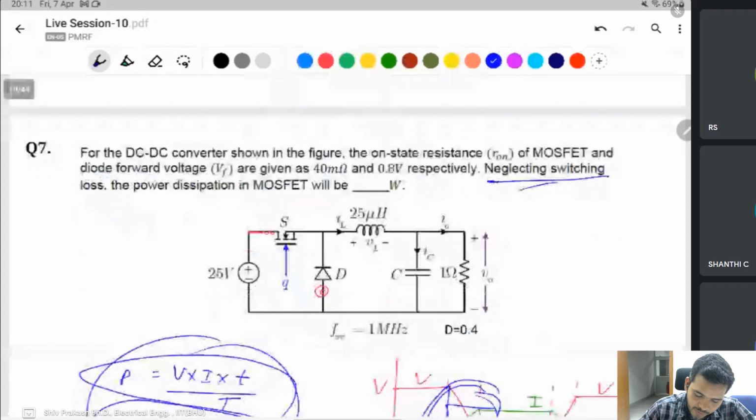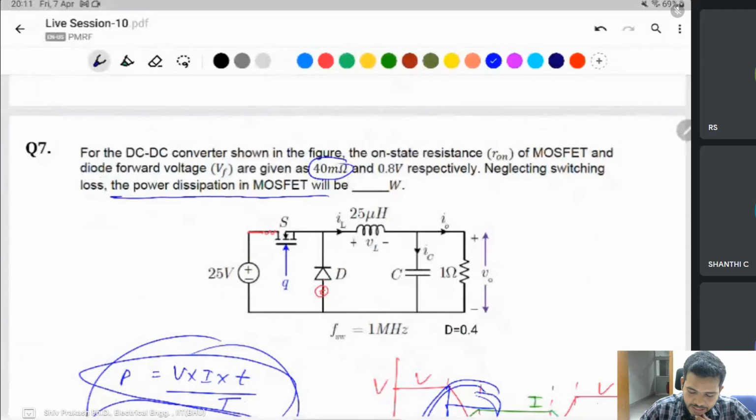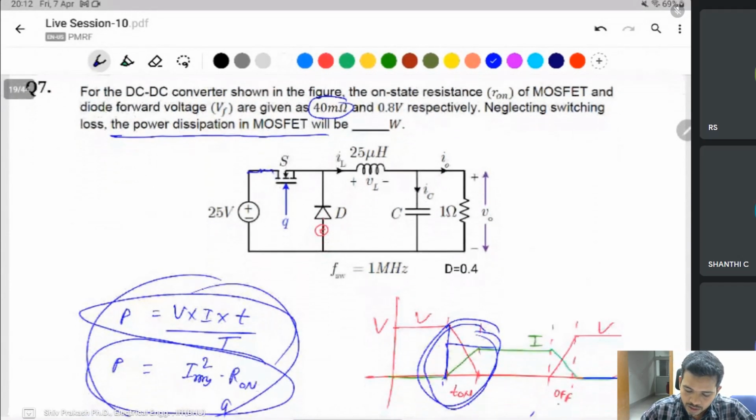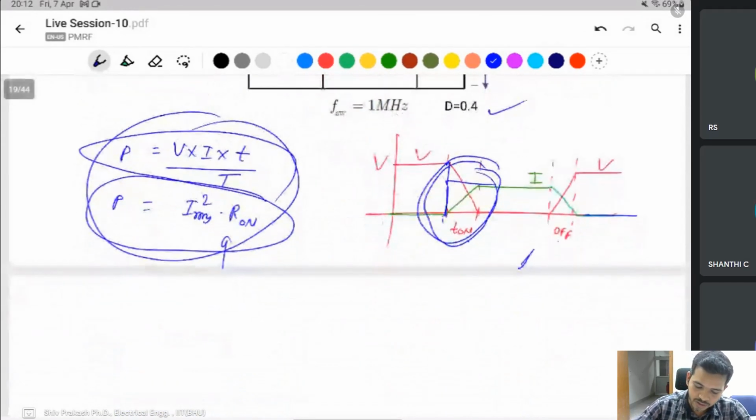The question asks about the power dissipation in the MOSFET. It means the resistance losses when the switch is on, that is, in on conduction. The duty ratio is given as 0.4. This is a buck converter only. First, find the RMS value of the one switch present here. After that, apply I square R and simply find the power loss.